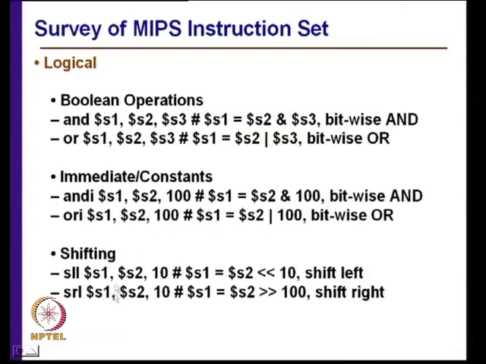And you can do shifting. Here you may recall that 5 bits were explicitly left for the shifting operation. So this 5 bit field is representing 10. You are shifting the content of S2 by 10 bit, a shift left, and you will store the result in S1. Similarly, here the 5 bit field is providing 10, so it will do a right shift of the content of S2 and store the result in S1. So these are the logical operations.